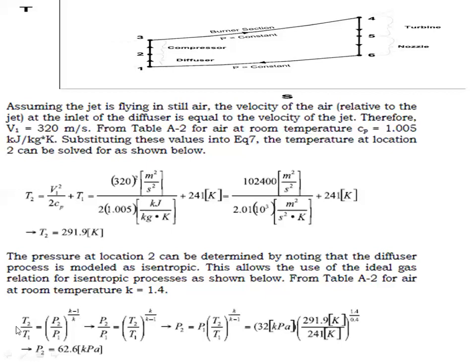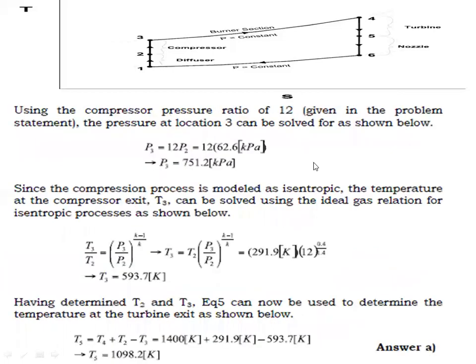And here the T2 we just calculated, T1 is given in the problem, and P1 is also given in the problem. We should calculate P2. So P1 is known, T2 is calculated, T1 is known, and the K value is known. So only P2 is unknown. From this equation, P2 can be calculated, and P2 is 62.6 kilopascal.